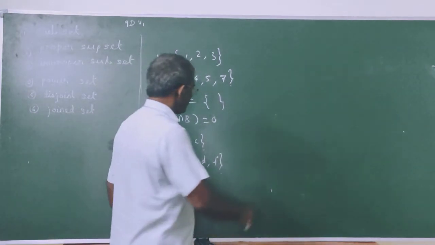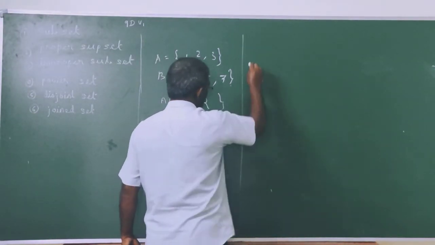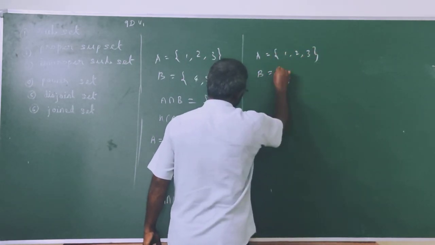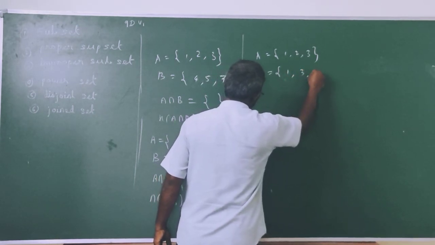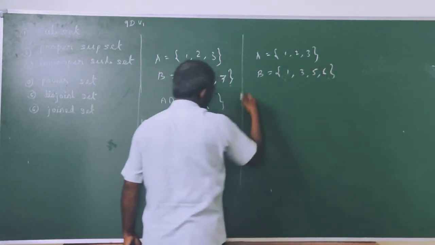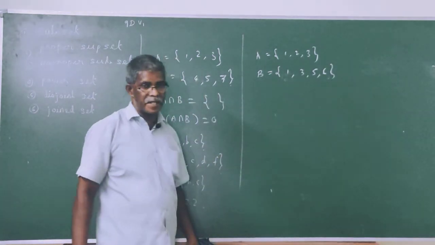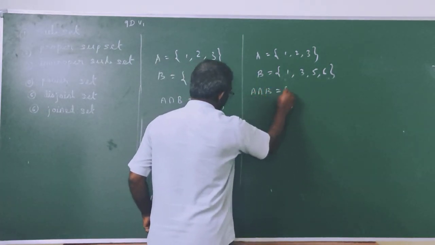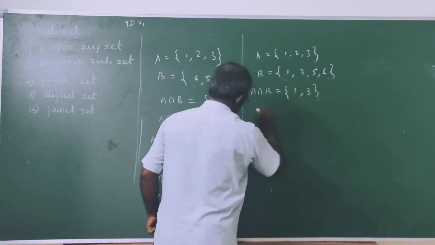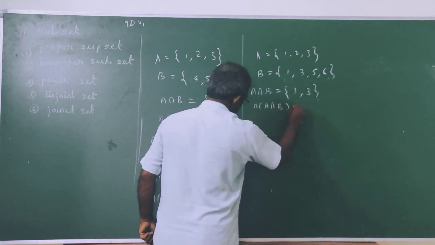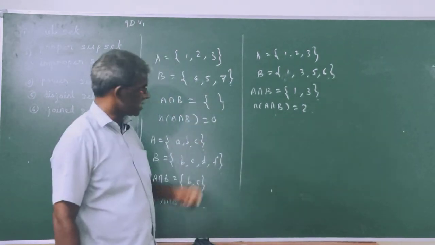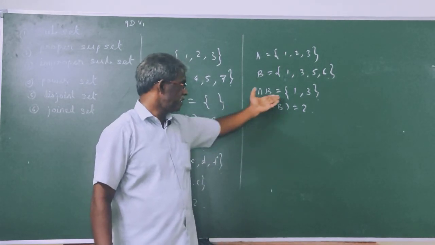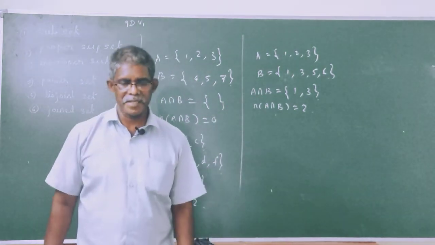We can verify by giving some examples. Suppose A is equal to 1, 2, 3, and B is equal to 1, 3, 5, 6. Are A and B disjoint or joint? We have to find out. A intersection B is 1, 3, so n of A intersection B is equal to 2. Therefore these two sets are joint sets, since we have some common elements.